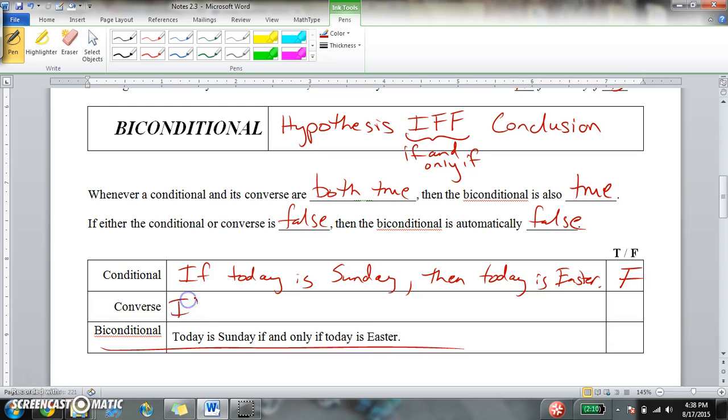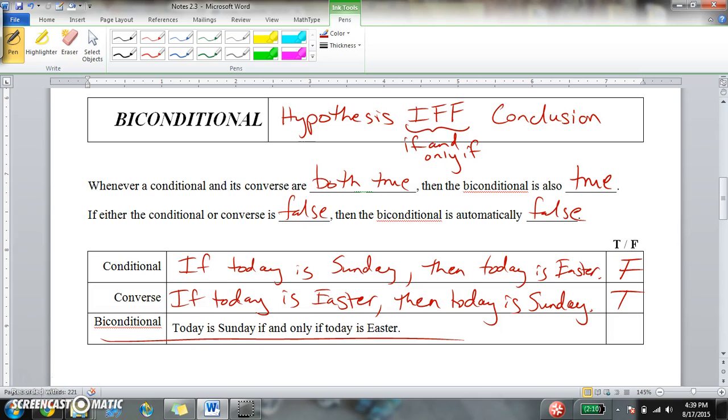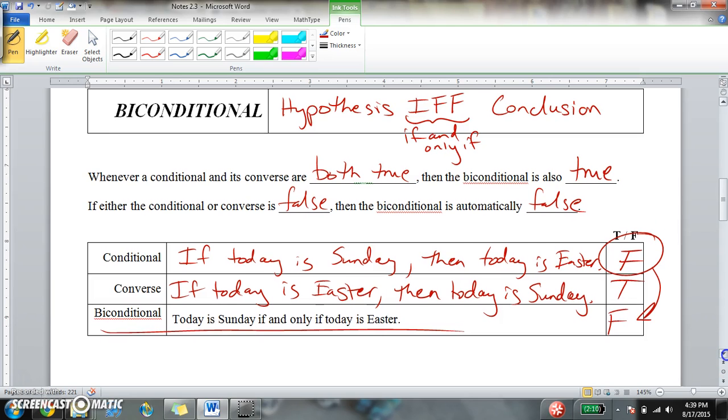The converse would be, if today is Easter, then today is Sunday. That would be a true statement because Easter always falls on a Sunday. So if today is Easter, then today is Sunday. Since the original statement, the conditional, was false, the biconditional is automatically false. If we look at that statement, today is Sunday, if and only if today is Easter, well, that doesn't make sense because not every Sunday is Easter. So that statement is false.